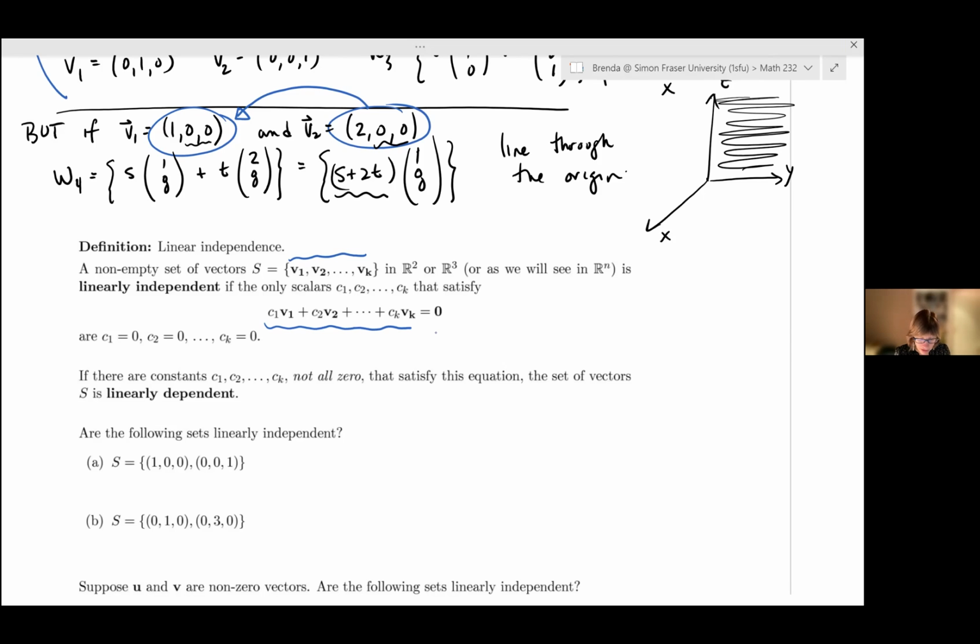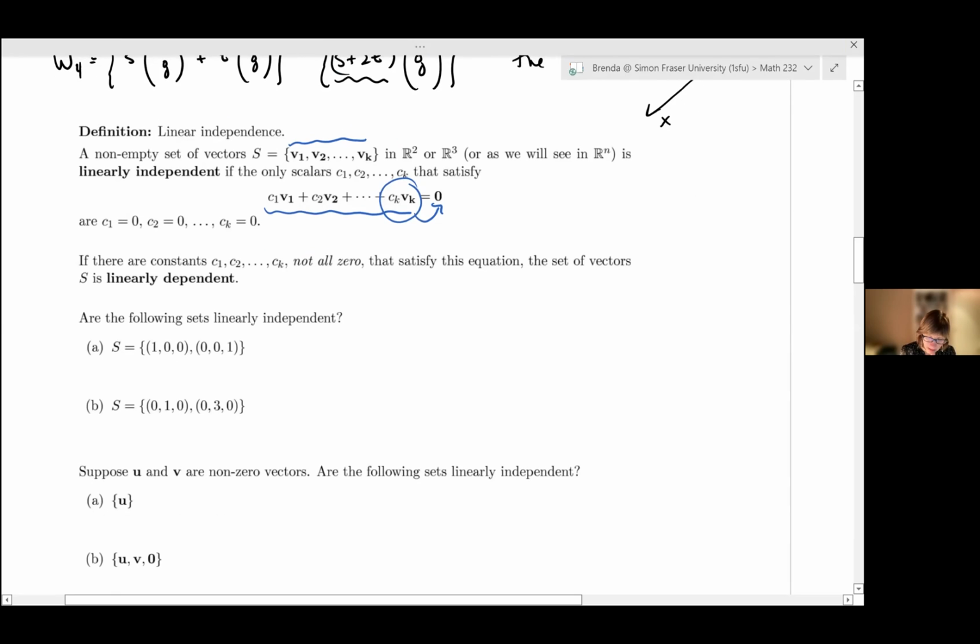So we want to understand whether we can make one out of the others. Why am I saying it like that? Because in this case, I could imagine this being put over here. And if all the C's, the little C1, C2, were not all 0, then I would have a way of making VK out of the rest of them. But if they are all 0, that doesn't happen. Okay, so this is the key way of determining what it means to be linearly independent.